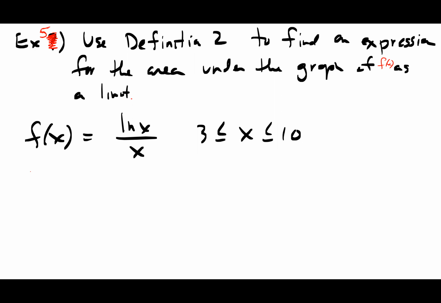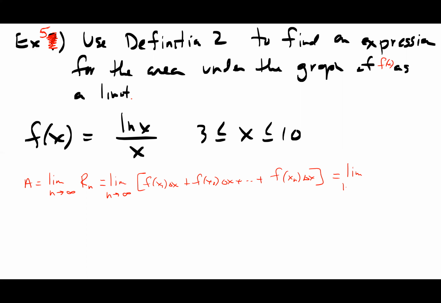Definition 2 says this. The area underneath the curve is the limit as n goes to infinity of the right-hand sum. So this is the extended version right here, and we usually don't write it this way. This is f of x1 delta x plus the second point, same way, and then we go all the way out to n. Okay, boom.